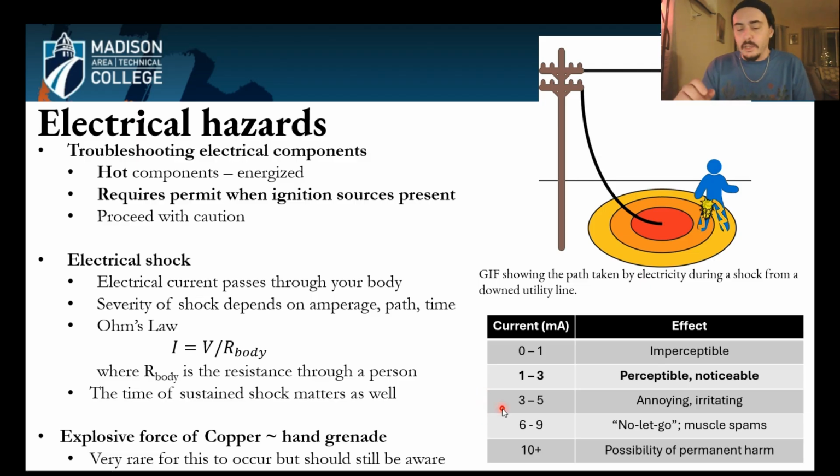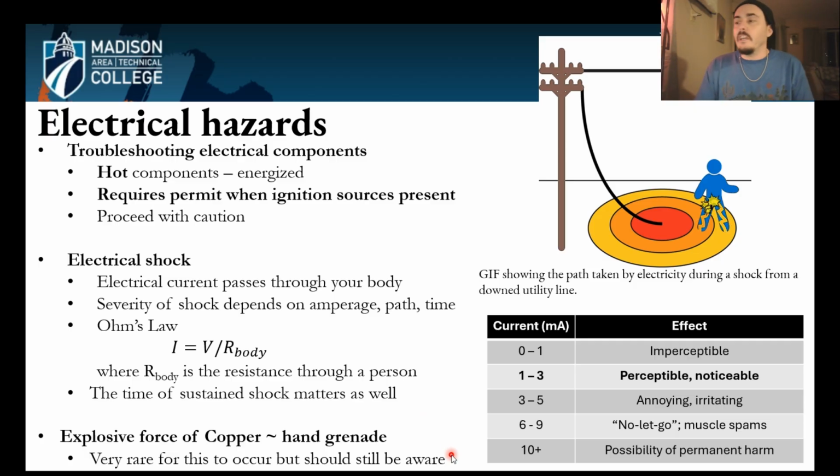From 6 to 9, you actually start to have muscle spasms that force you to kind of grab onto whatever electrical component you're getting shocked from. And this is called the no let go, where you really want to let go, but you can't because your muscles are kind of spasming. And then from 10 plus milliamps, this is the possibility of permanent harm. So we really want to be careful about this.